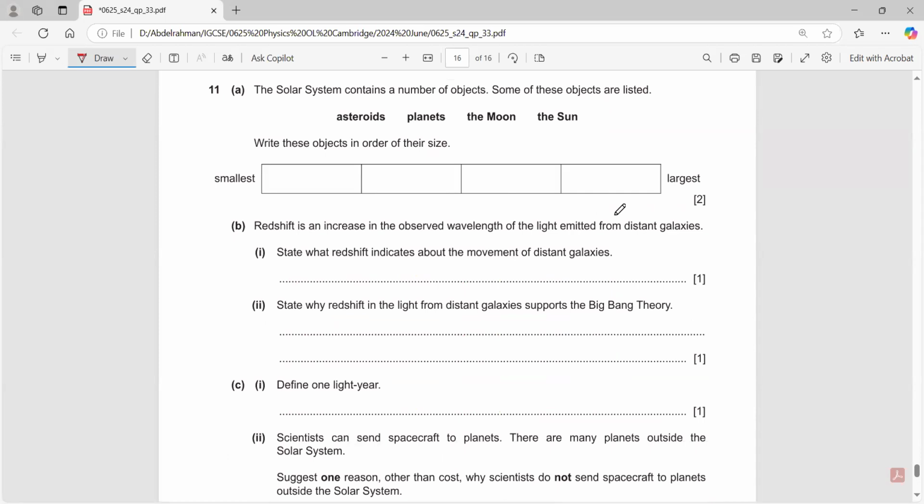The solar system contains a number of objects. Write these objects in order of their size, from the smallest to the largest. In our solar system, what would be the smallest of these objects? Yes, I think it would be the asteroids. And then the moon, our moon, and then planets, and then last but not least, the sun, the largest object in our solar system.